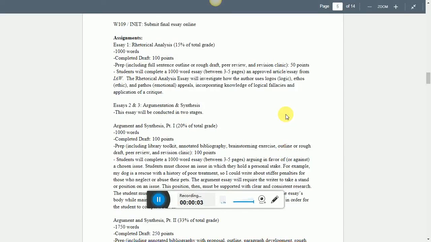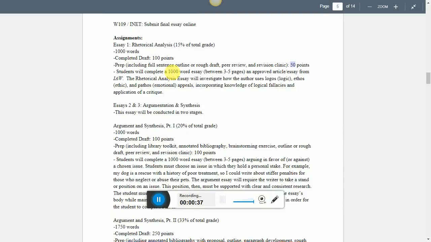All right, now let's take a look at the assignment breakdown here on the syllabus. So the first major essay assignment we have, which we're going to start next week, is the rhetorical analysis essay. The essay itself and all of the smaller assignments leading up to it will be worth about 15% of your total grade. The essay will be worth 100 points, and the smaller assignments, 50 points.